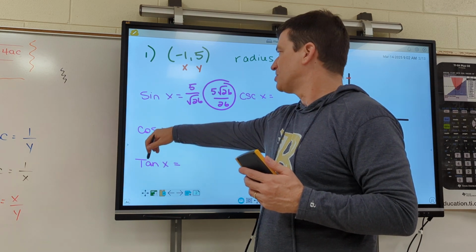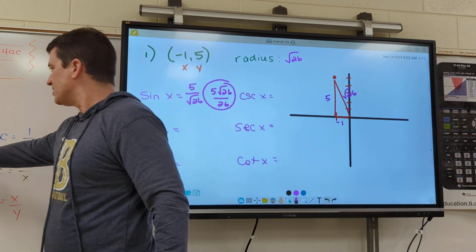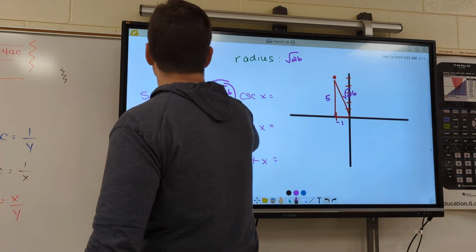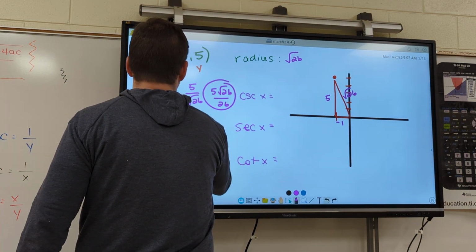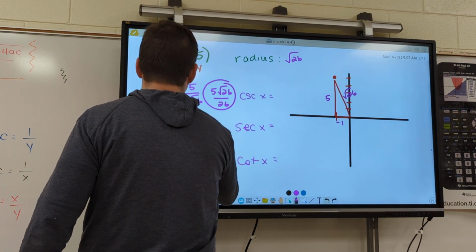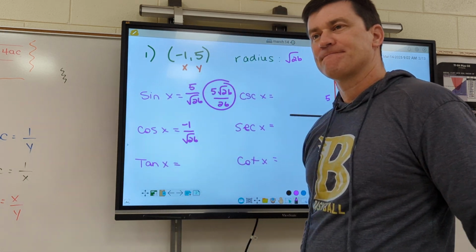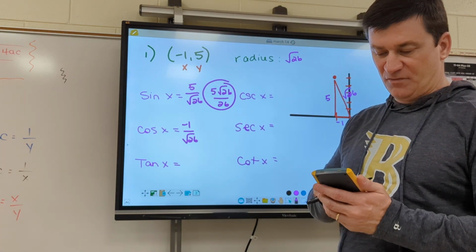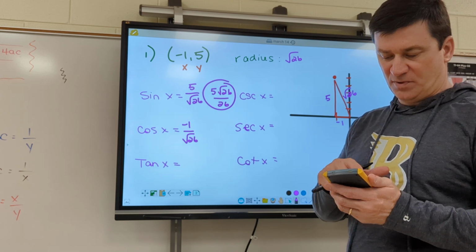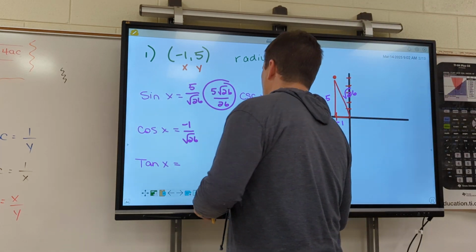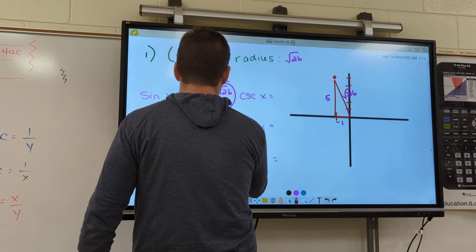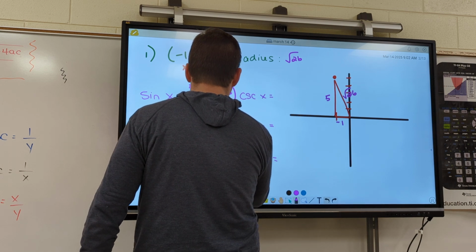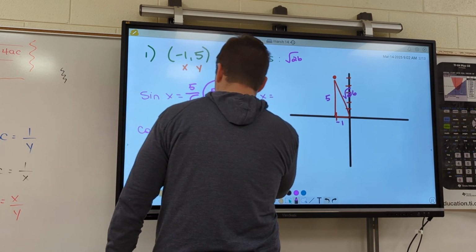Cosine, Rowan: X goes on top over root 26. And now it's -1 over root 26. You need to put that in your calculator and simplify it. So -1 over root 26 gives -1 root 26 over 26. Correct? This is one of the harder ones we're starting off with. It actually gets easier than this.